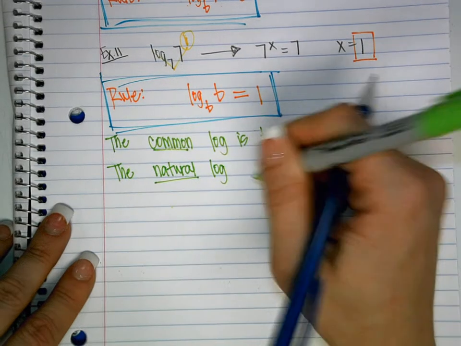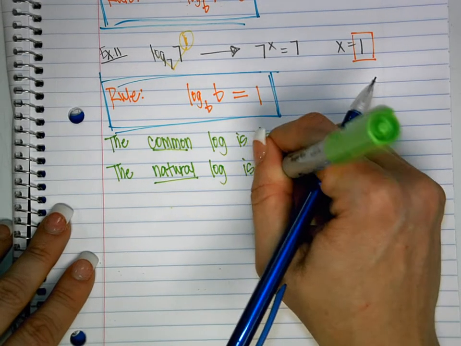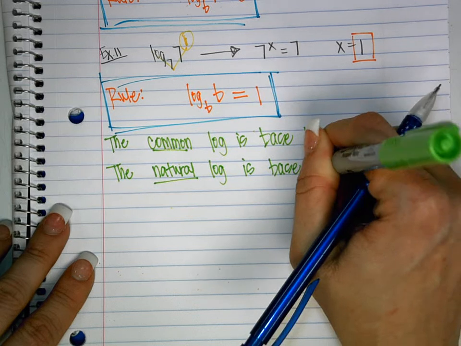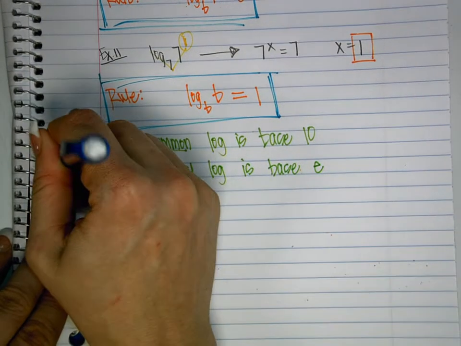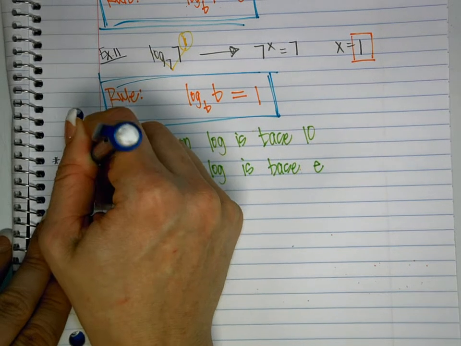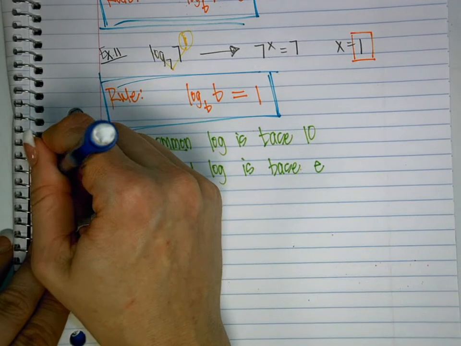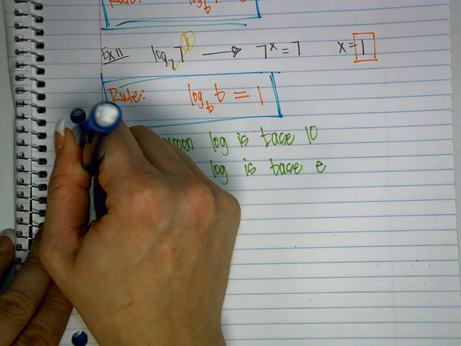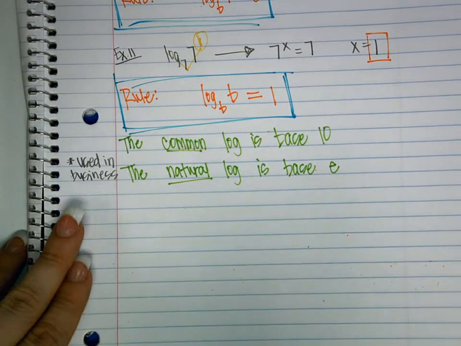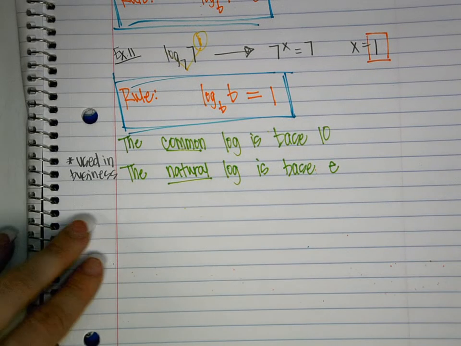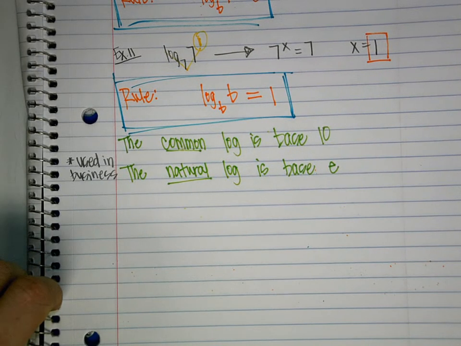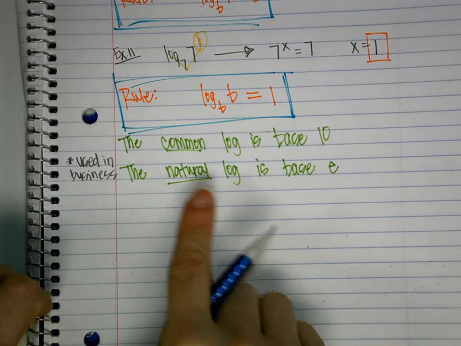The natural log is in what's called base e. By the way, natural log is used in business. If you go to business school, you will always have to do a lot of base e stuff. I don't remember why, but it has a lot to do with different types of scenarios in business. The natural log is base e.